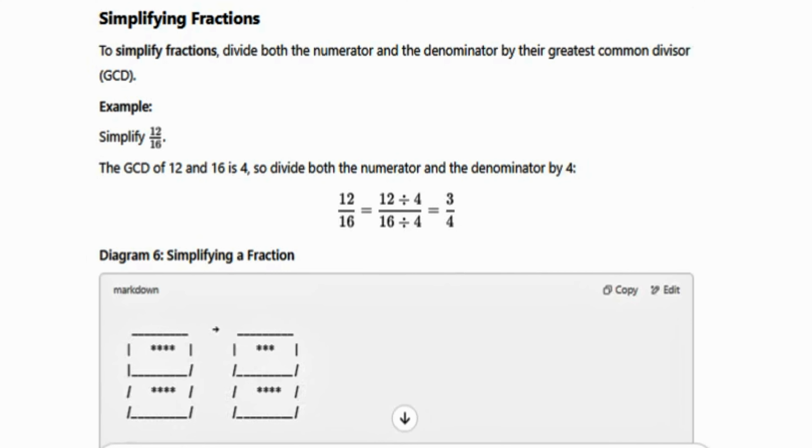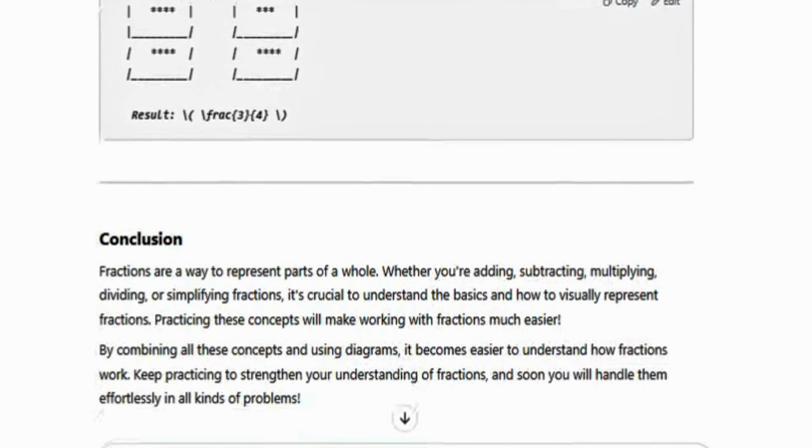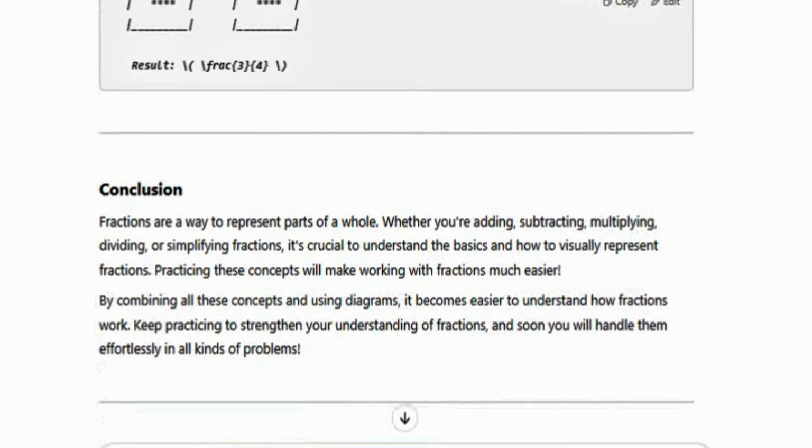And that's the basics of working with fractions. Whether you're adding, subtracting, multiplying, dividing, or simplifying fractions, these are the key concepts you need to understand. I hope this helps you understand fractions better. Keep practicing, and soon you'll be a pro at handling fractions.